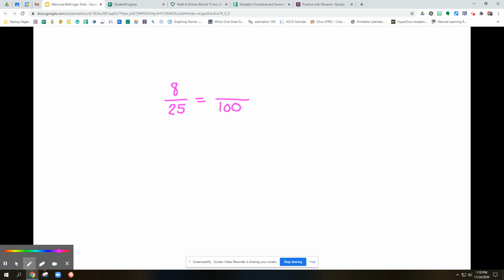So it's similar to what we do with ratios. Well, how do we get from 25 to 100? We would multiply by 4. So we have to do the same thing to our 8, multiply by 4. So it has that multiplicative relationship. So 8 times 4 is 32. Now that we have a fraction out of 100, we can say that this is 32%, or we could also say it is 0.32 or 32 hundredths.